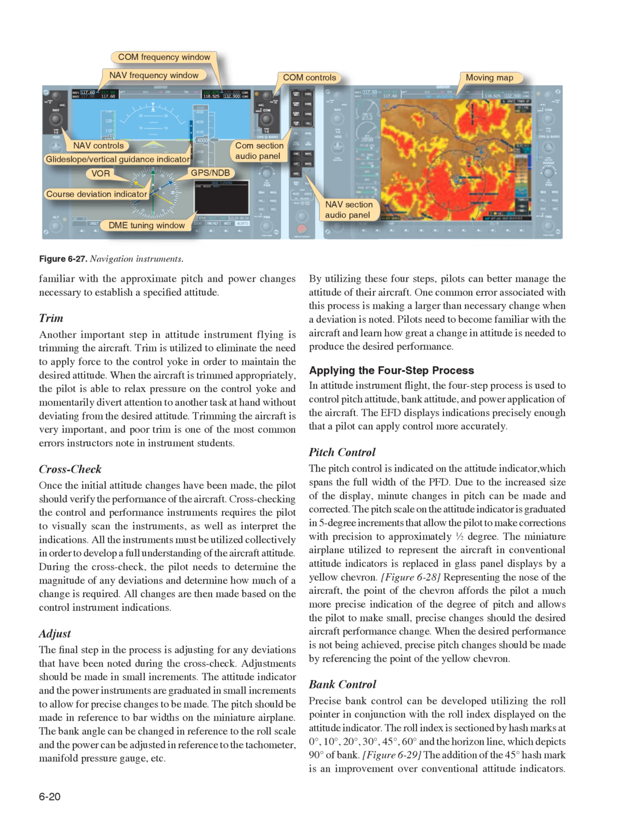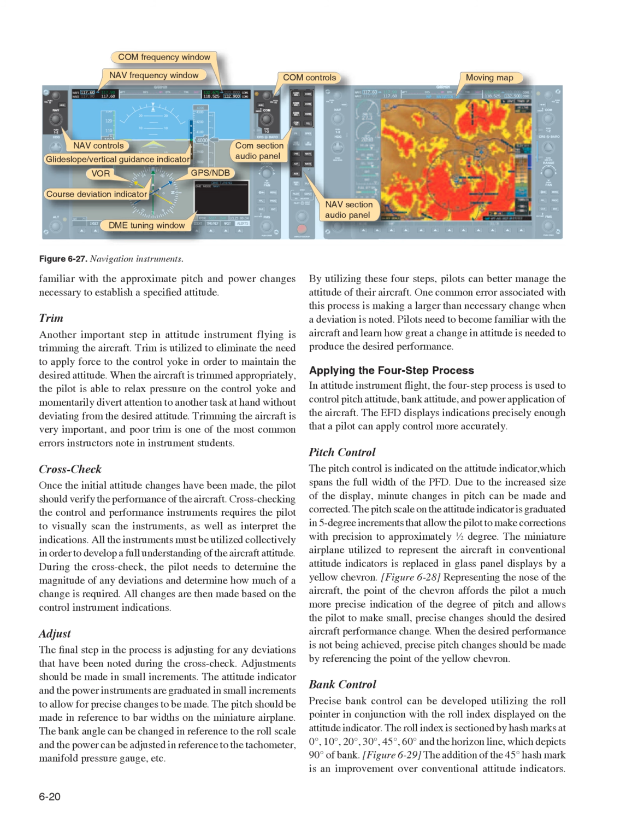Cross-check: once the initial attitude changes have been made, the pilot should verify the performance of the aircraft. Cross-checking the control and performance instruments requires the pilot to visually scan the instruments, as well as interpret the indications. All the instruments must be utilized collectively in order to develop a full understanding of the aircraft attitude. During the cross-check, the pilot needs to determine the magnitude of any deviations and determine how much of a change is required. All changes are then made based on the control instrument indications.